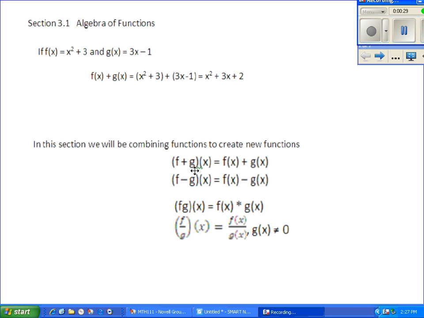Notation, f plus g of x means f of x plus g of x. f subtract g of x is f of x subtract g of x. So it's pretty intuitive. We can multiply two functions together. We can divide two functions with the qualifier that we can't divide by 0, of course.